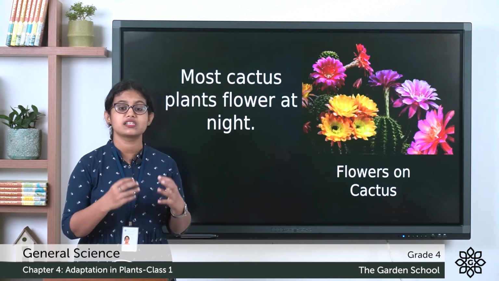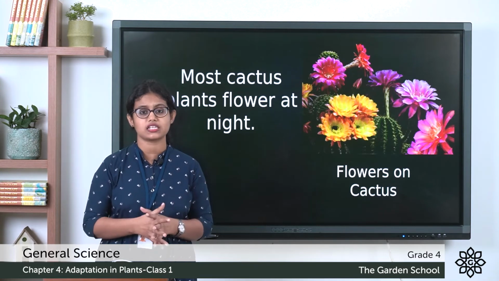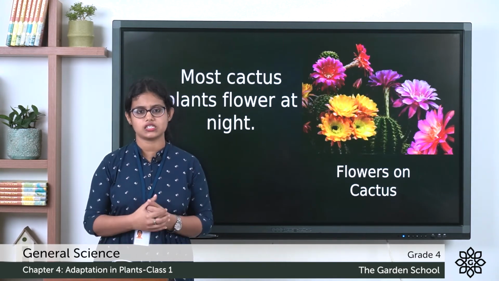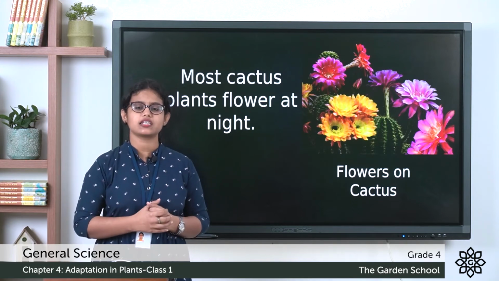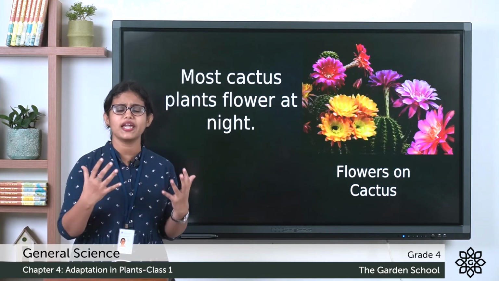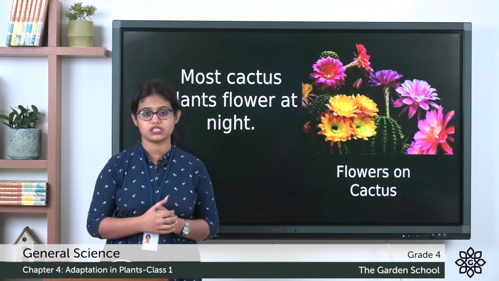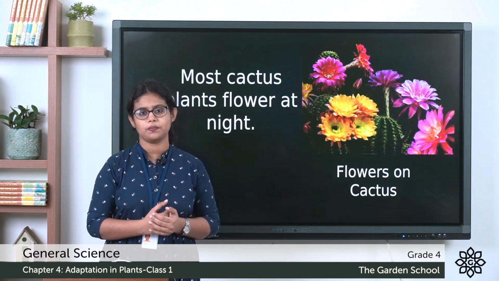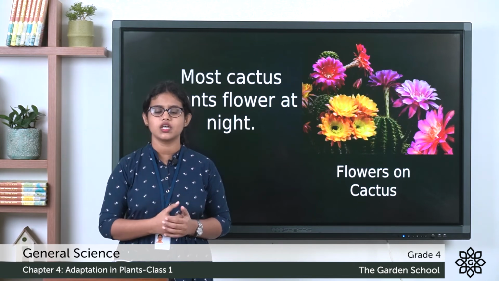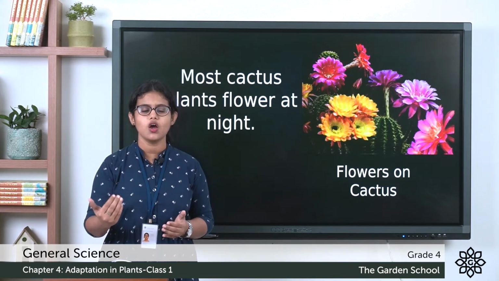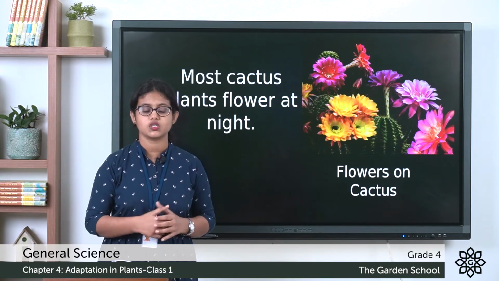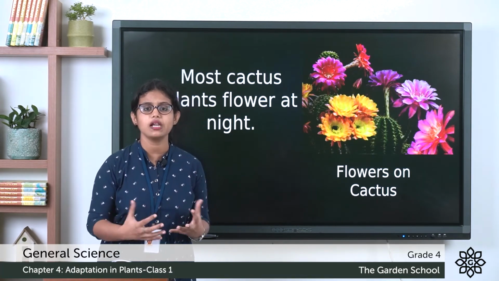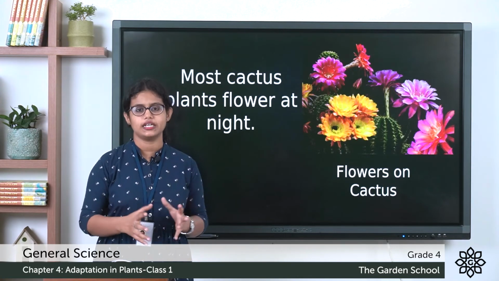So these are some of the special features of the cactus plant that help it to survive in the desert. And the cactus plant absorbs plenty of water when it rains. And where do they store it? They store it in the stem. They survive on this water for the coming years.